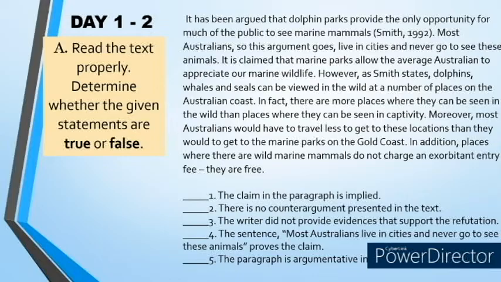Answer number 1. The claim in the paragraph is implied. Number 2. There is no counter-argument presented in the text. Number 3. The writer did not provide evidences that supports the refutation. Number 4. The sentence, most Australians live in cities and never go to see these animals, proves the claim. Number 5. The paragraph is argumentative in nature.